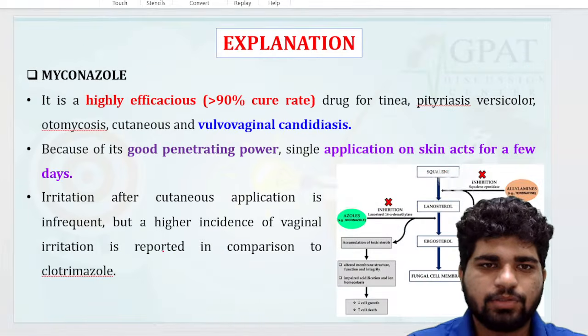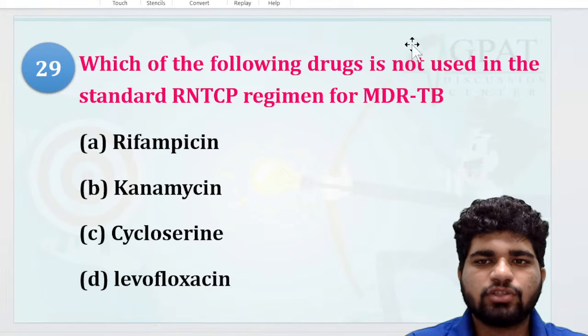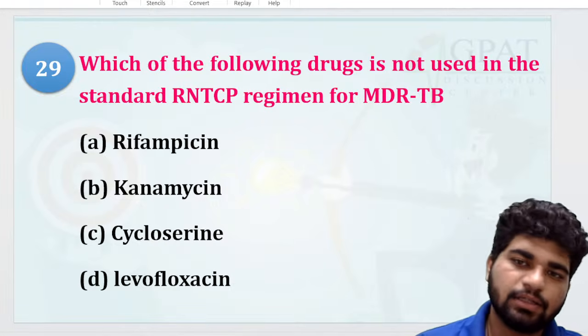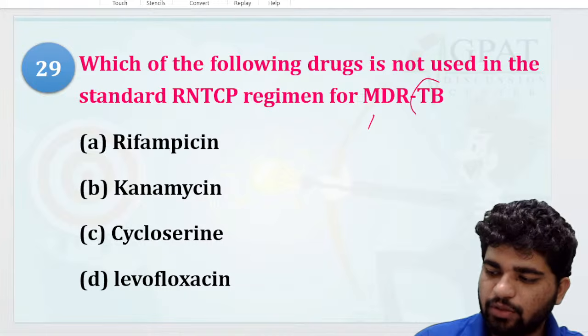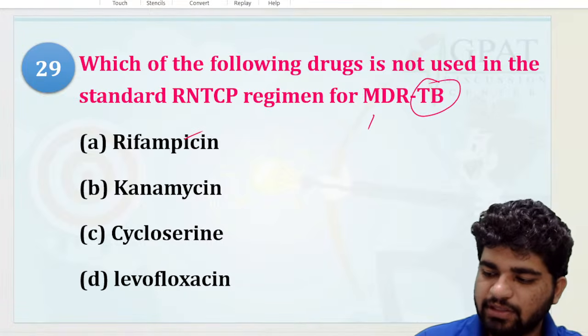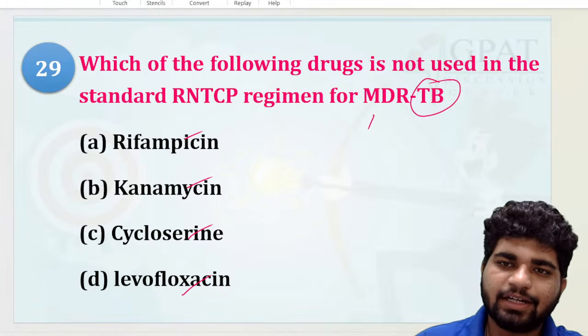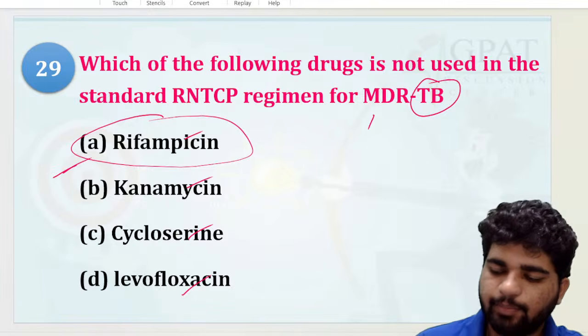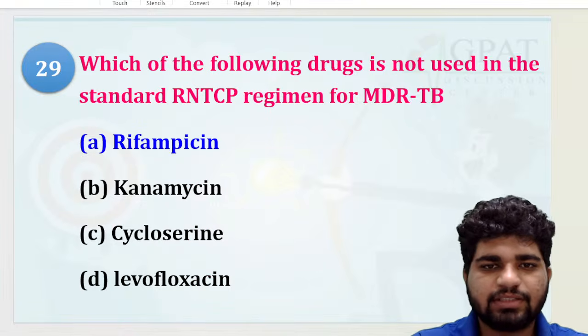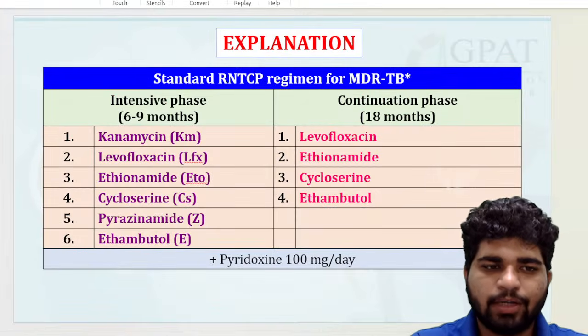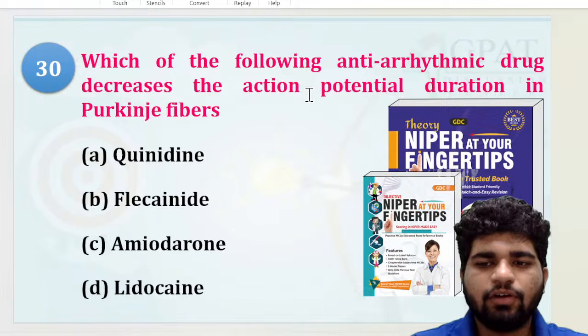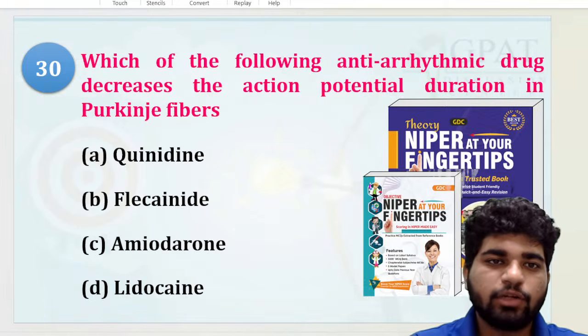Which of the following drugs is not used in the standard RNTCP regimen for multi-drug resistant tuberculosis? Rifampicin, kanamycin, cycloserine, or levofloxacin? Rifampicin over here, right? Rifampicin is not used in multi-drug resistant tuberculosis.